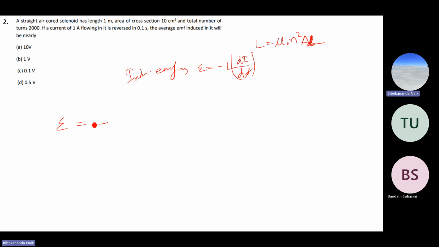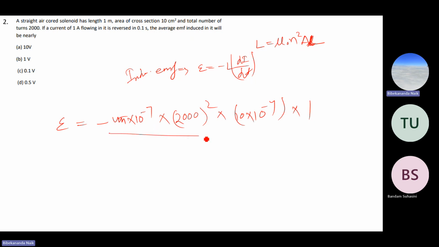Now mu 0 is 4 pi into 10 to the power minus 7 into N square. N is 2000, the number of turns of the coil, 2000 square, into area, which is 10 centimeter square. If you convert centimeter square into meter square, it will be 10 to the power minus 4, multiplied with it, into area, then length is 1 meter, into di by dt. Now the change in current per time.